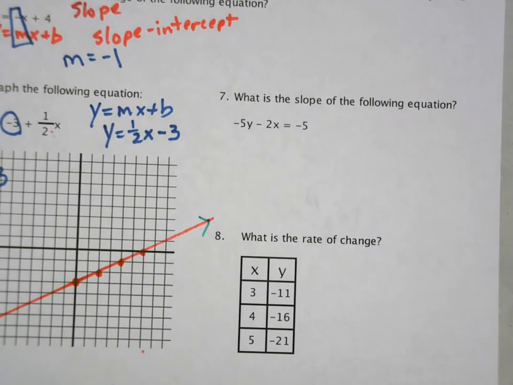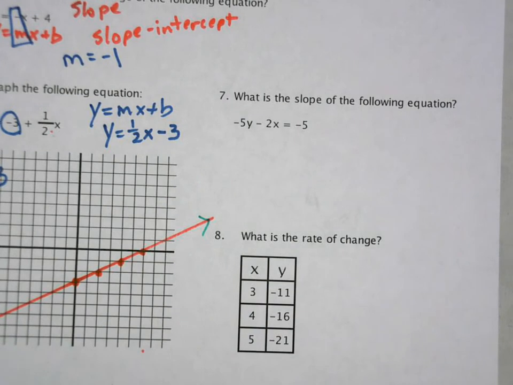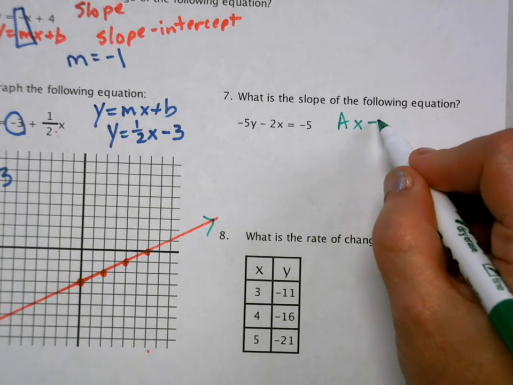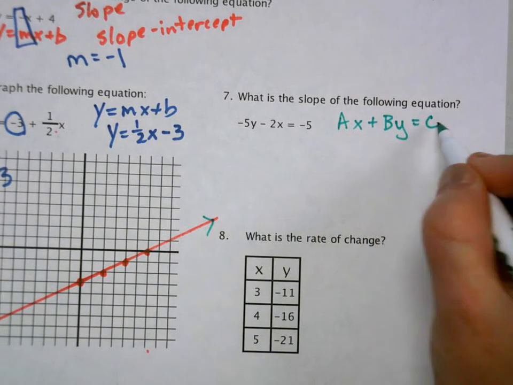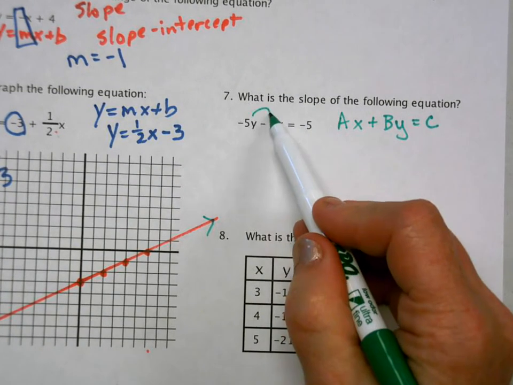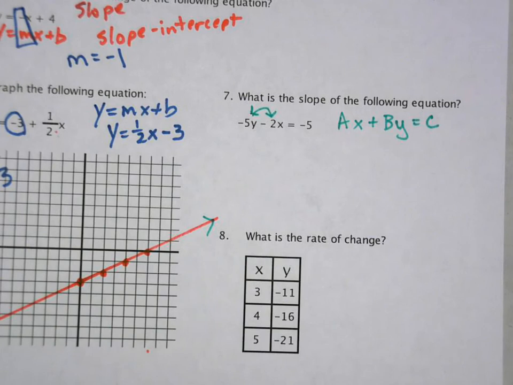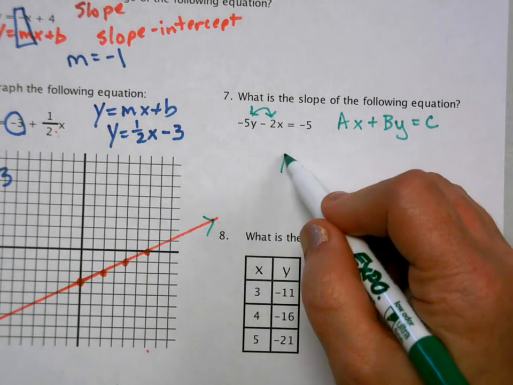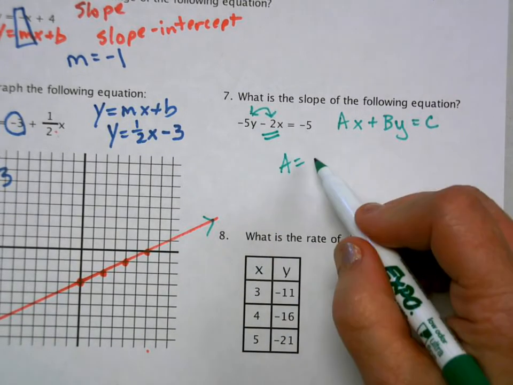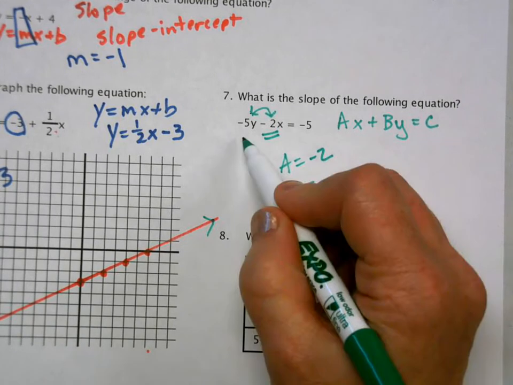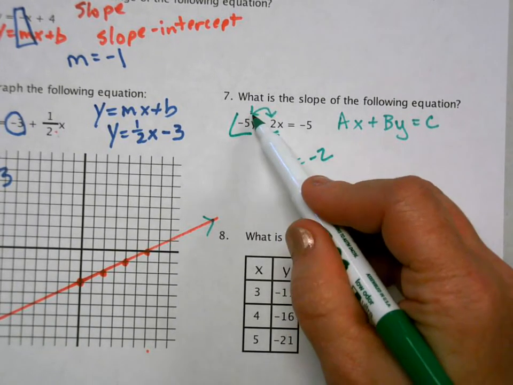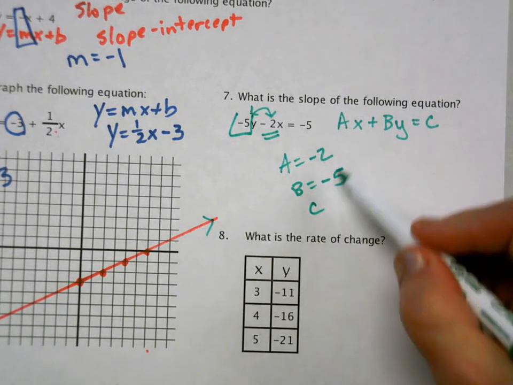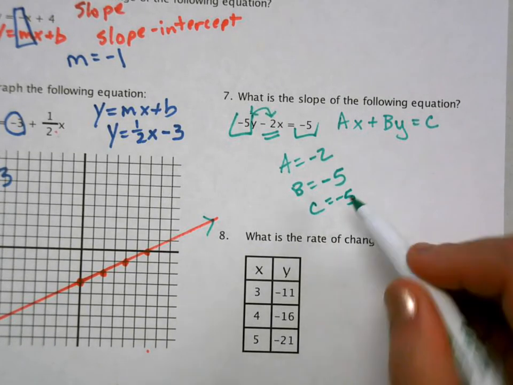So number 7. What is the slope of the following equation? It's in standard form. Well, close to standard form. The X and the Y are backwards again. They're trying to mix you up. So just rearrange it, or just know that A is always in front of your X. So A is -2, B is always whatever's in front of your Y. So B equals -5. And then C is the number that's by itself. C is -5.